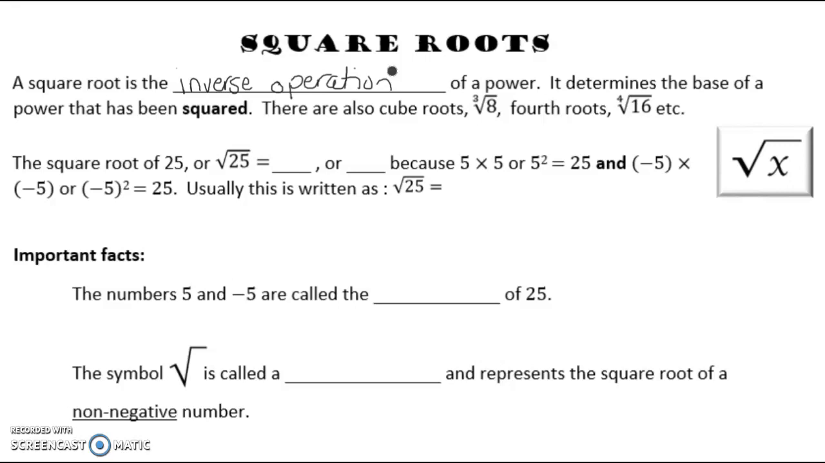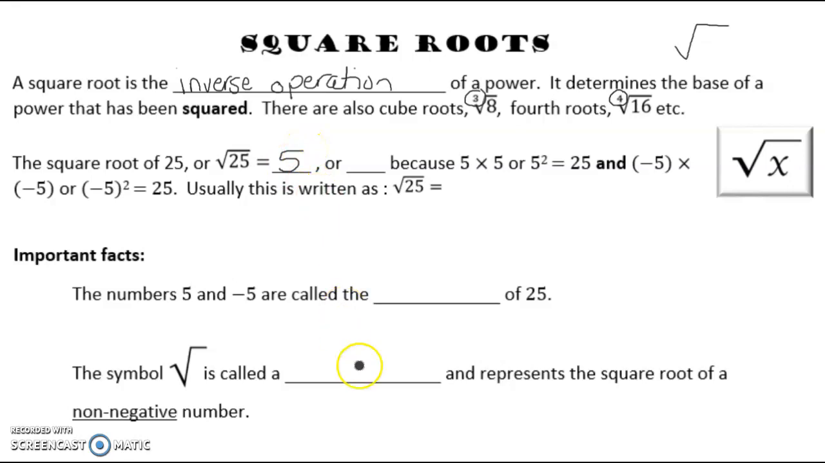There are also cubed roots. That's when you see this little 3. And there's fourth roots, etc. If you don't see anything, it's assumed that it's squared and they're not going to put the 2 there. If there's nothing there, it's assumed that it's squared. Okay. So, the square root of 25 equals 5.